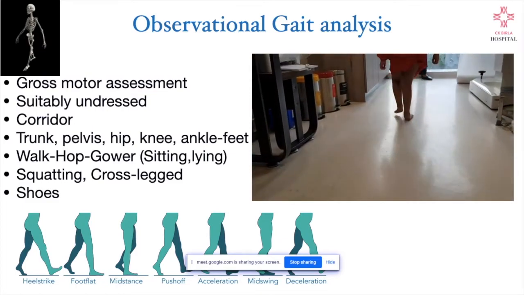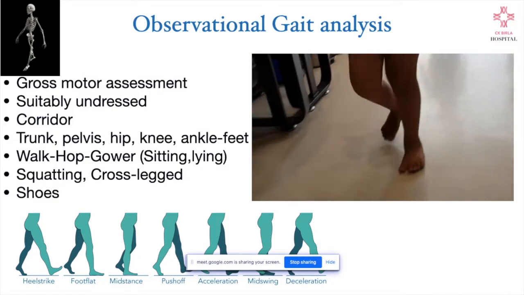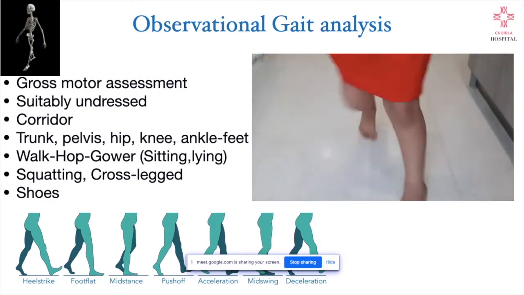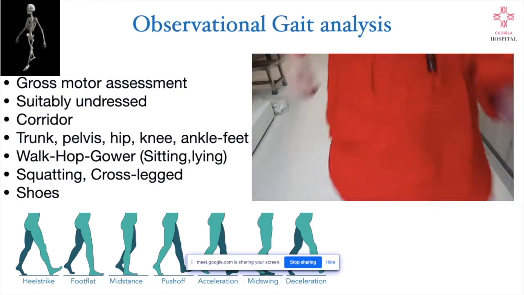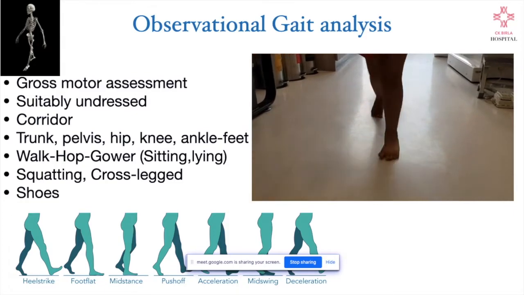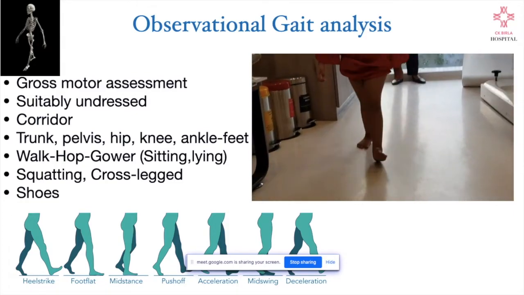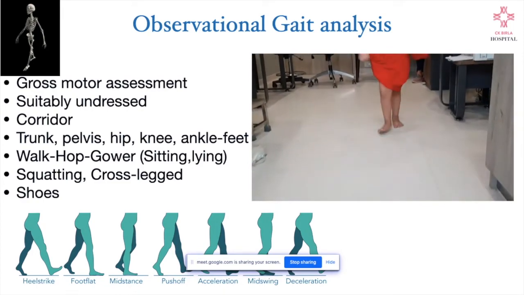Then again, Gowers sign, as you all know, is where we ask the child to get up from the sitting position. You should also ask the child to get up from a lying position. So that is a sitting and a lying Gowers sign. That indicates a proximal muscle weakness. Then ask the child to squat and get up. Ask the child to sit cross-legged. So in fact, just by visiting, without even touching the child, you will have at least a rough idea if the hip is involved or not, what is the probable pathology.